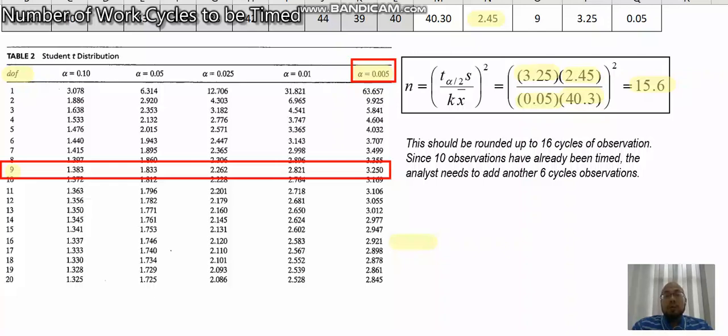Since 10 observations have already been timed, the analyst needs to add another 6 cycles of observation to ensure the actual time is within the accuracy required in these questions. So I hope that you can apply this sampling technique to determine other scenarios of the number of work cycles to be timed with the accuracy required.